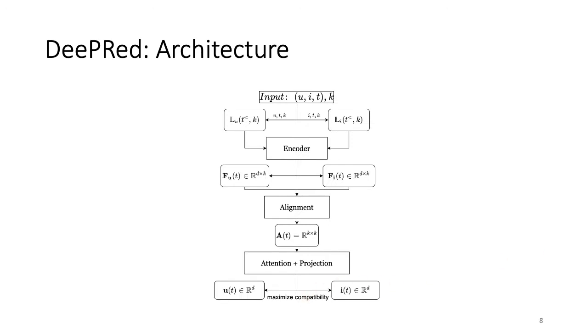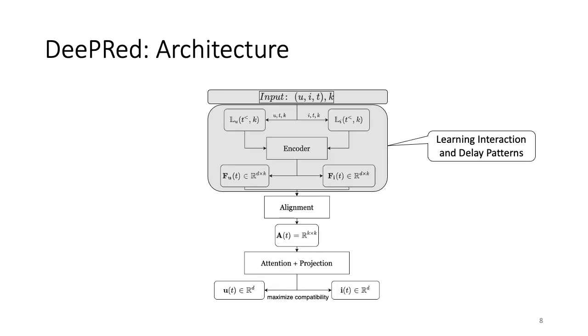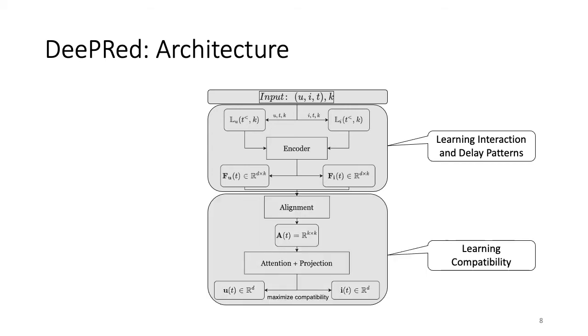And this is the architecture of DeepRead. Its inputs are an event and a hyperparameter k. The first component, which is encoding, allows us to learn the interaction and the delay patterns, the first two objectives in the previous slide. The second module allows us to learn the compatibility and ultimately generate user and item embeddings at time t.